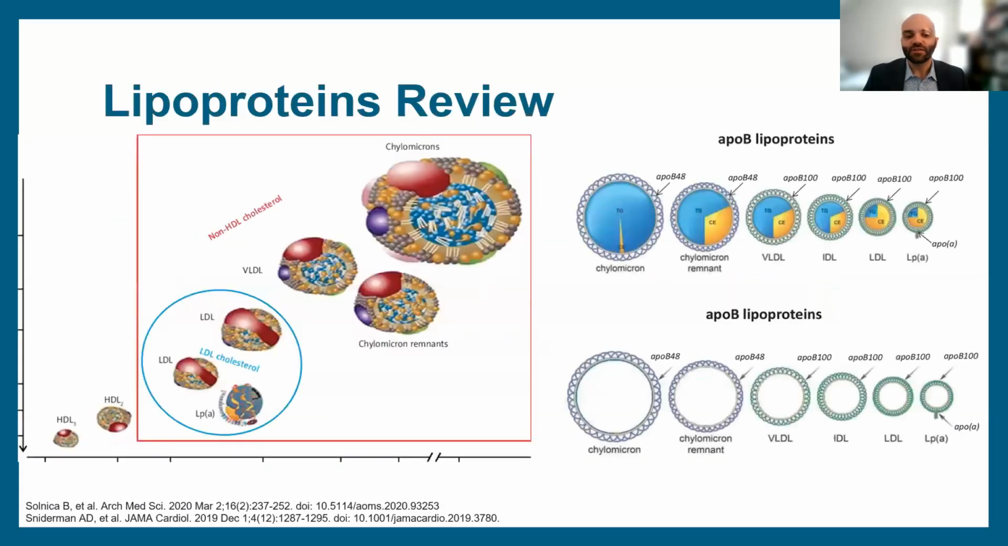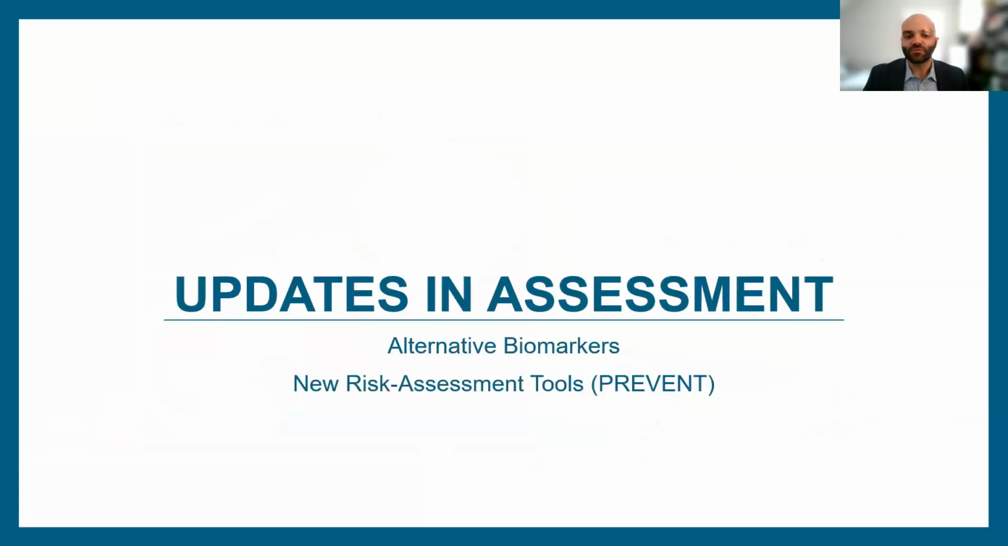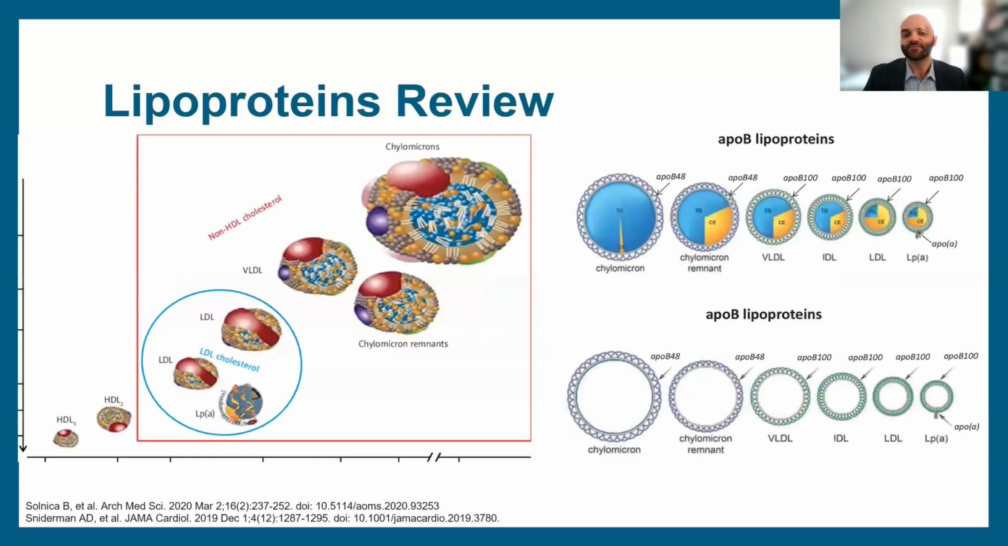Great. So as we go to updates in our assessment, we're going to talk a little bit about some new biomarkers as well as a new tool. We had our Framingham before, our risk calculator, we have our pooled cohort equation, and now we're going to talk about PREVENT. Just thinking of these so you can be familiar as they come, right?